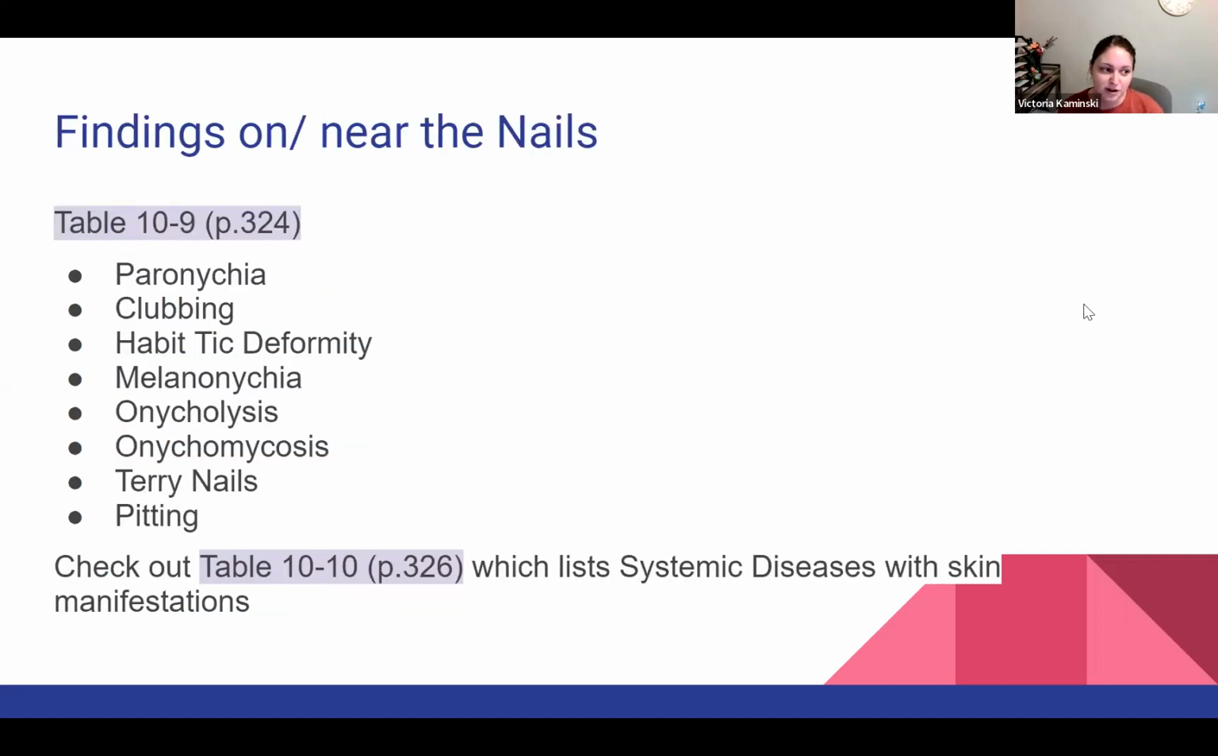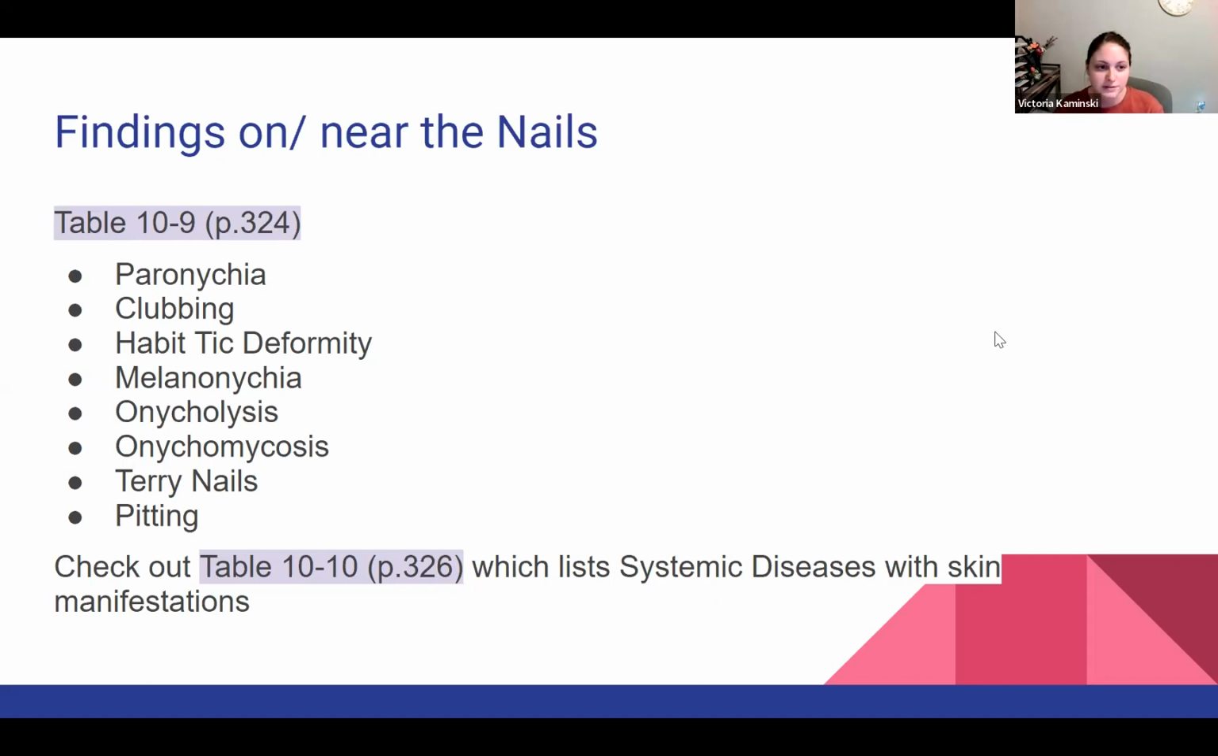When it comes to findings on or near the nail, there are several different conditions that you may see. And so a few listed here are paronychia, clubbing, habit tic deformity, melanonychia, onycholysis, onychomycosis, Terry nails, and pitting. And then there is a great table for you, table 10-10, and that's on page 326. That's going to talk about many different systemic illnesses and diseases that are linked to skin manifestations and conditions that you might see. So I highly recommend taking a peek at that, as that will help you tremendously when it comes to clinicals.